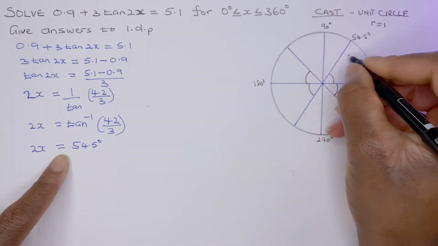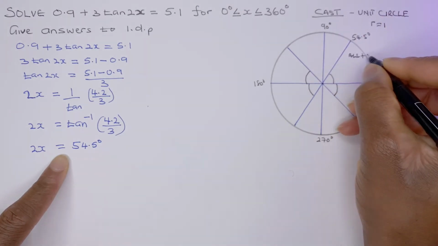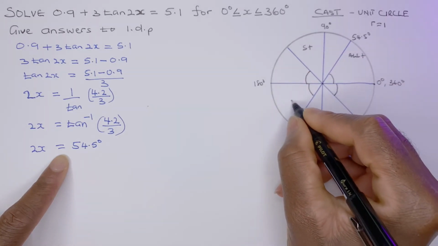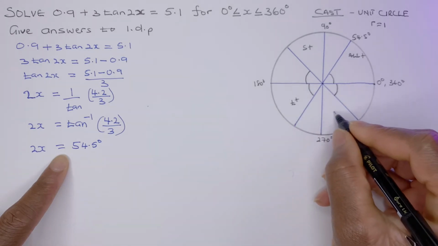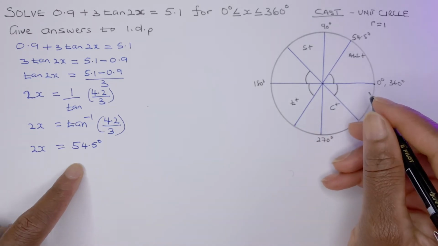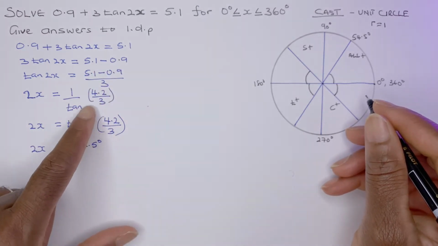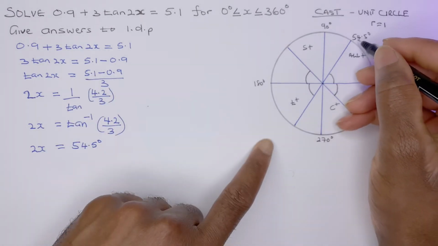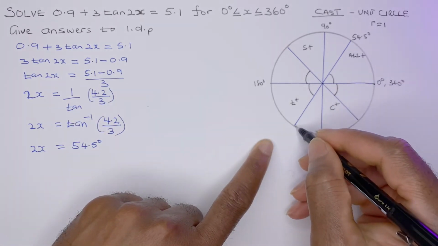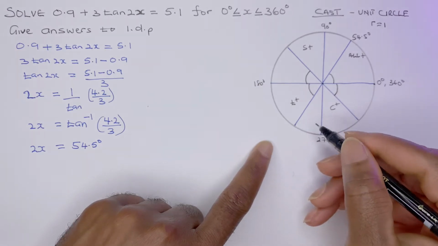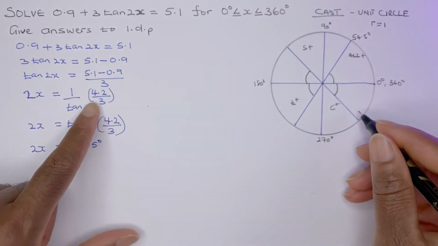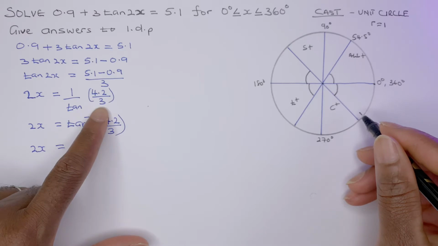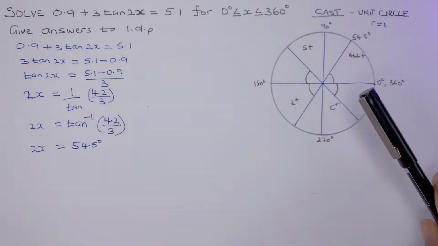Using the CAST diagram, all are positive here. Here, sine is positive, here tan is positive, and here cos is positive. But I'm looking for a positive value because the ratio for the tan is positive. So I'm looking for the first quadrant and the third quadrant, where tan is positive. Tan 2x is a positive value, 4.2 over 3. It's not negative.